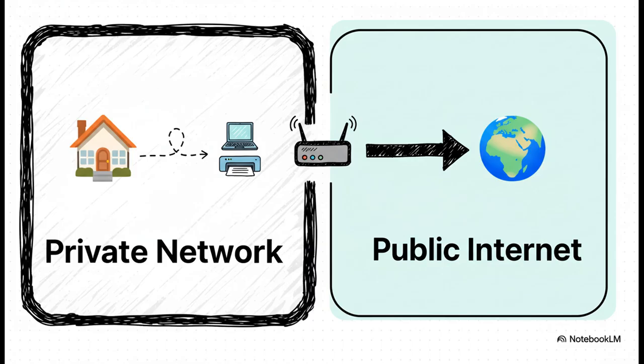So let's put it simply. Your laptop uses its private IP to talk to the printer in the same room. But the moment you go to a website like Google, your router steps in and uses its public IP to talk to the rest of the world. This division is absolutely key. Now let's see how all these addresses are organized on a global scale.